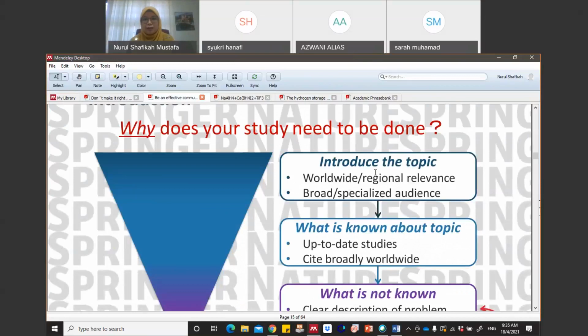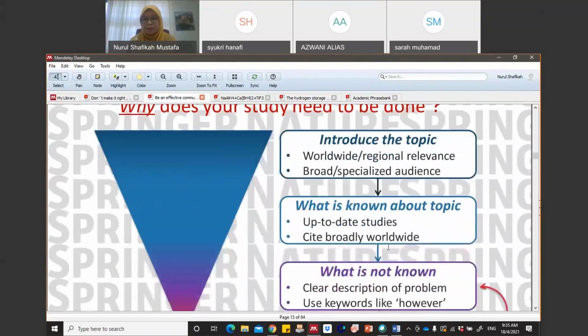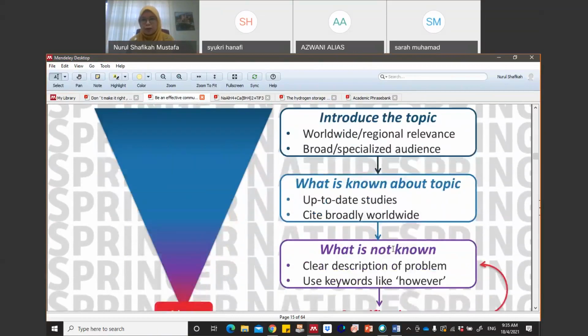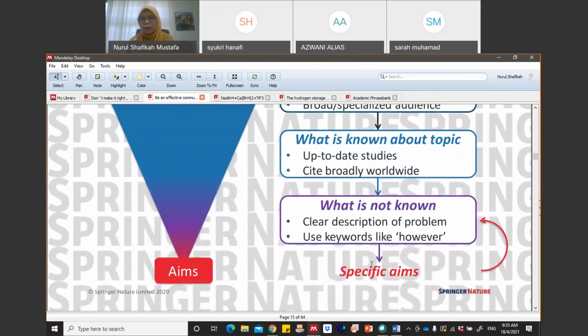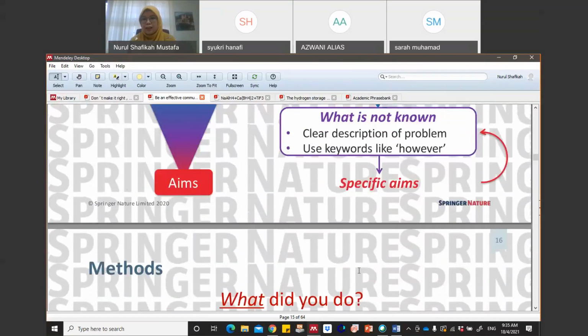Okay, that's in the introduction part. So that's why the first part you need to introduce the topic. And then what is known about the topic? The up-to-date studies, cite broadly worldwide. Maksudnya reference yang terkini, apa yang orang dah buat tentang research tu. And then what is not known? Clear description of problem. Use keywords like however. And then that's why here you need the specific aims about your study in your introduction.